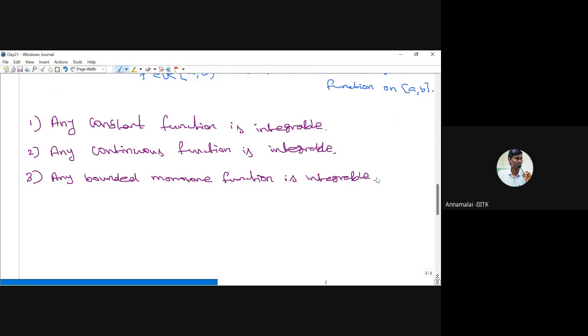Okay. Now there are some properties. Suppose you take two integrable functions, the sum of two integrable functions is integrable. A scalar multiple of an integrable function is integrable. All these things are there. We will discuss it later.